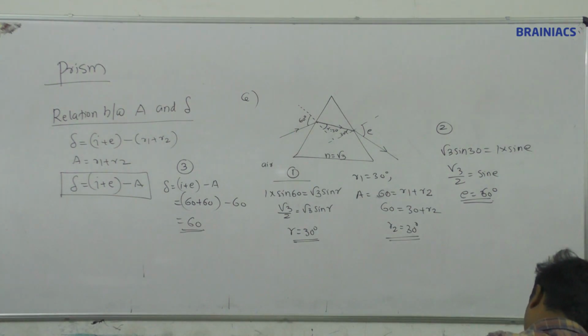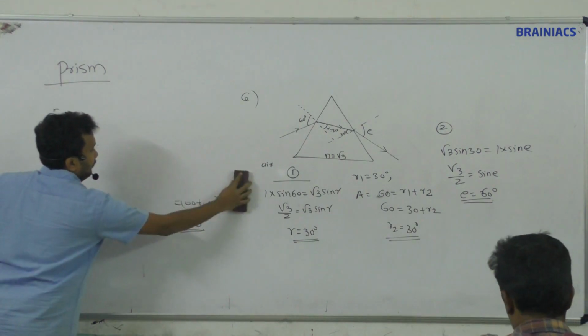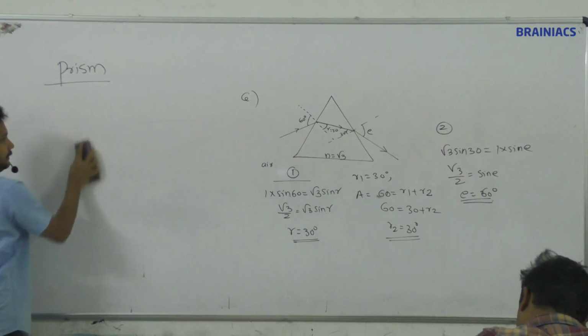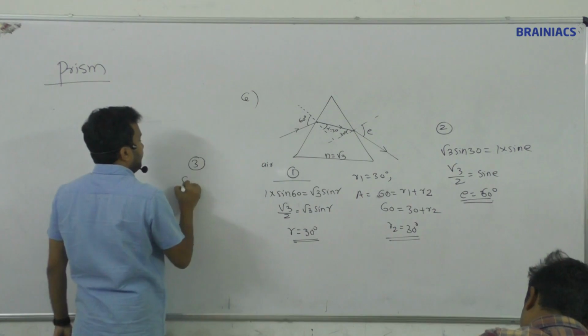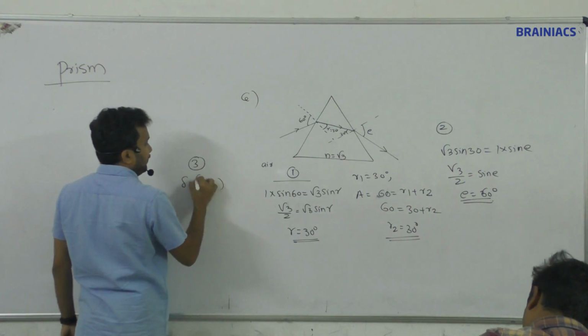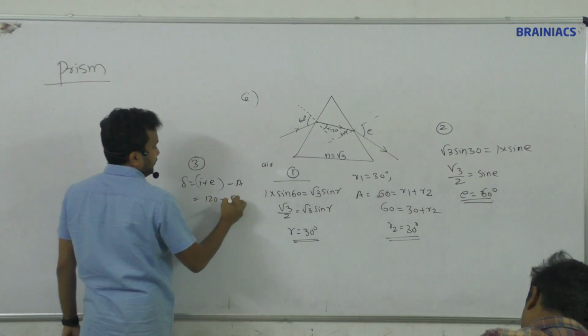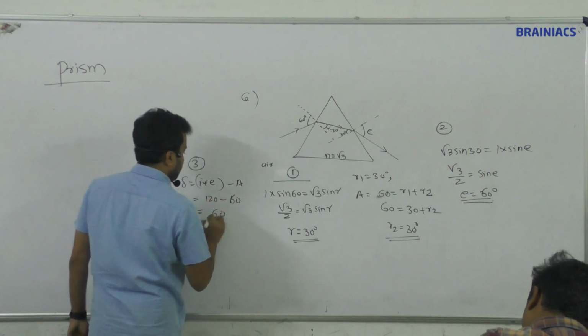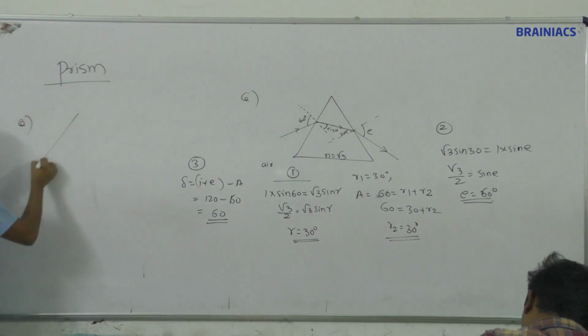Next question. Find the angle of emergence. Step 3: delta equals I plus E minus A. So 120 minus 60, which is equal to 60.